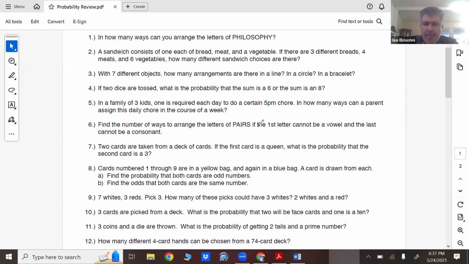The first letter cannot be a vowel. The last one cannot be a consonant. So you have three vowels right now, so two vowels right now. So we only have three options here. And the last one cannot be a consonant, so you have two options here. And then there are three letters left after that. So again, multiplication counting principle: just count the number of ways each item could happen and multiply it out. That should be 36 ways.